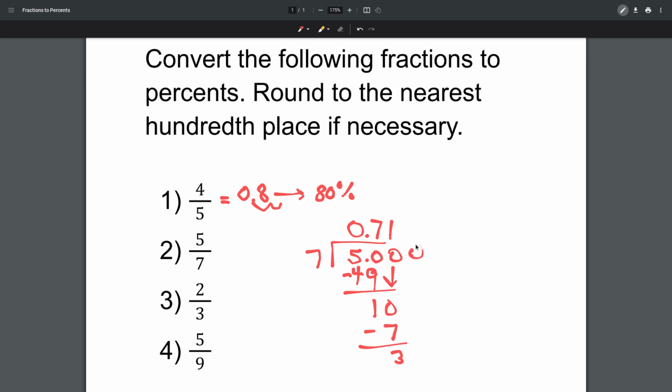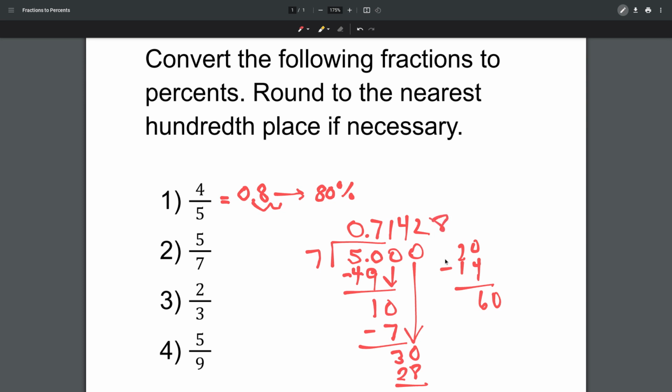Add another 0. Bring it down. 7 goes into 30 4 times. 7 times 4 is 28. We might have to continue this up here. So we're going to have a 2 down here. So we're going to have 2, 0. 7's going to go into that twice. We're going to get 14. Have a 6, bring down a 0. And we're going to do it 8 times.